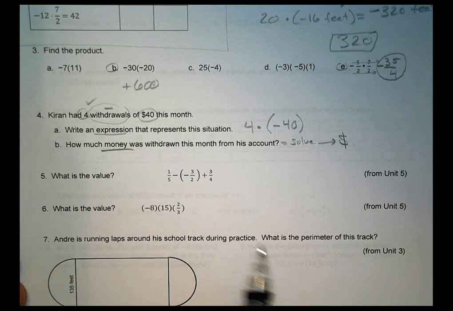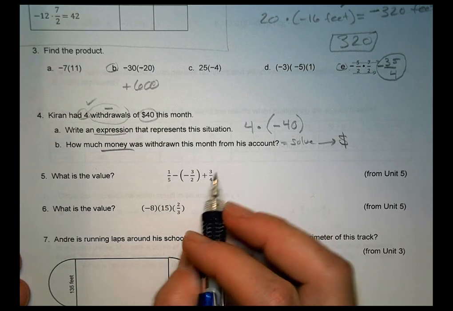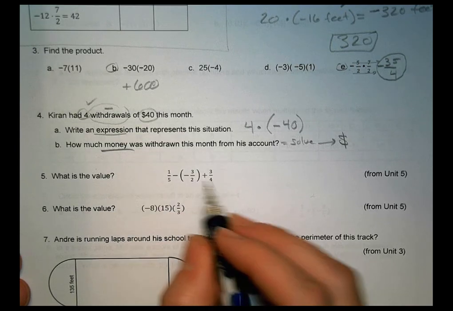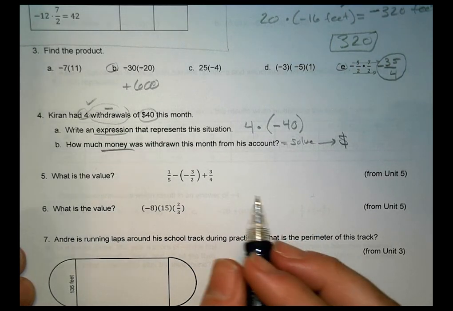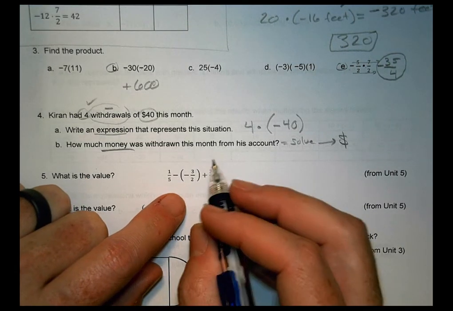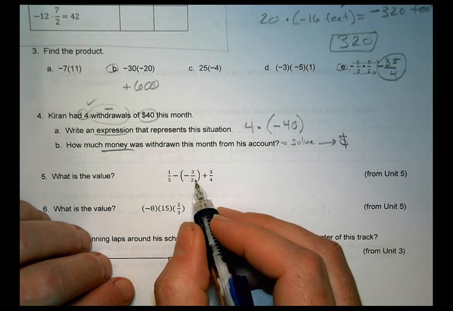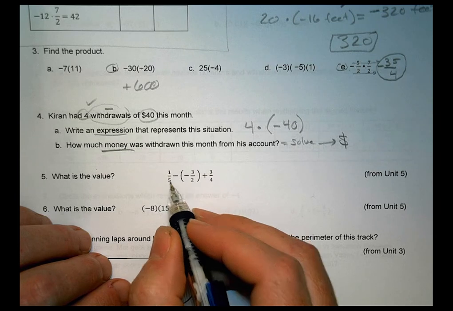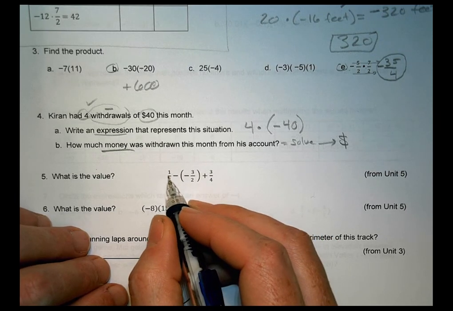All right, number 5. What is the value? Good fraction problem here. We have subtract, add. In order to do that, we have to have a common denominator. When I look at this here, I know 2 and 4 go well together, but that 5 is a little bit off, right? So I have to think about multiples of 5 when I want to find a common denominator.